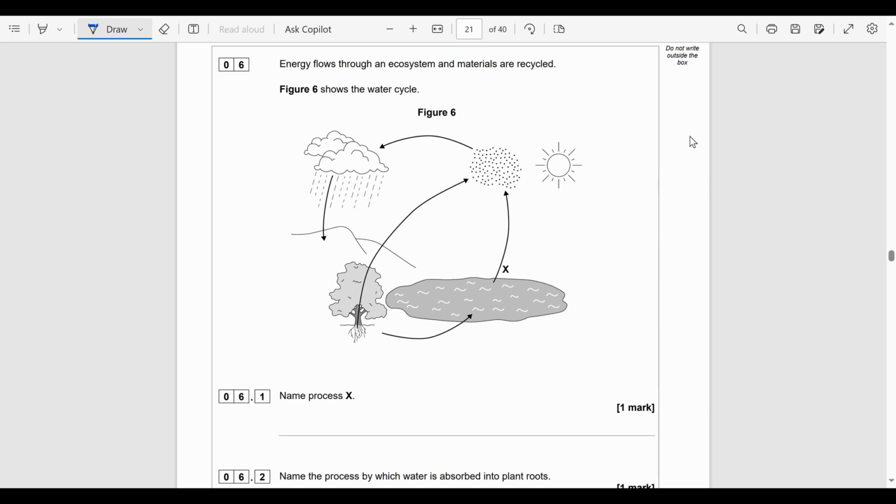6.1. Name process X. So process X is showing us an arrow going from water to water in the air. So what that must be, if it's moving from water as a liquid into the air, which is going to be water vapor, so this would actually be our vapor, this process must be evaporation.